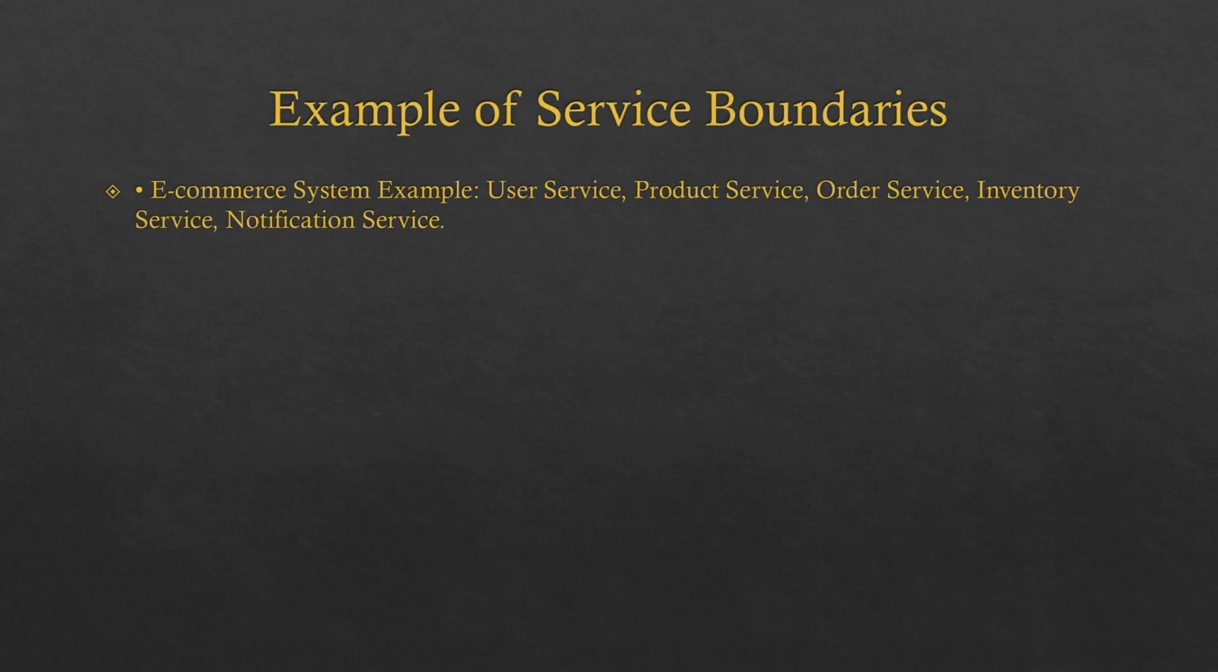Let's take an example of a service boundary in an e-commerce system. We might have a user service that handles authentication and profile management. A separate product service would manage the product catalog, while an order service is responsible for order processing. These services should interact with one another through clearly defined interfaces such as APIs or event-driven systems.